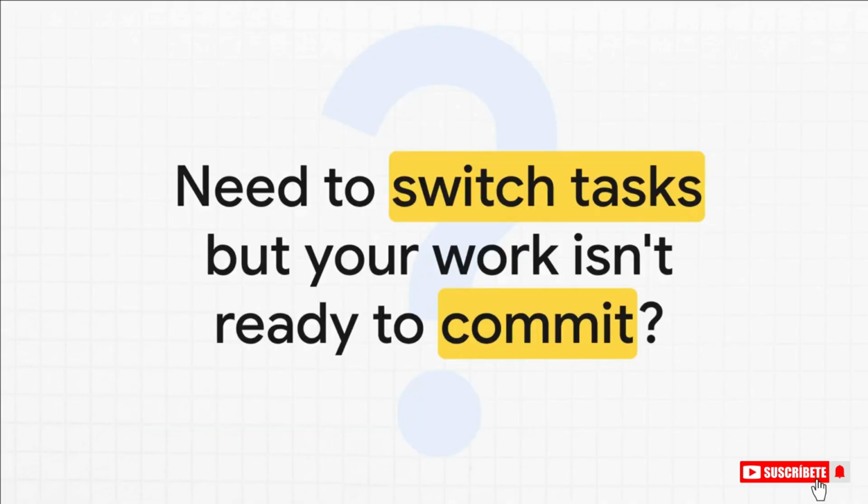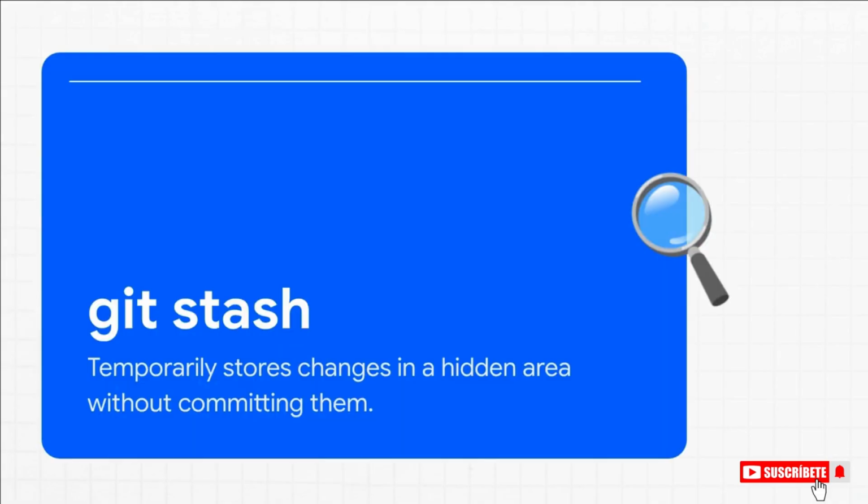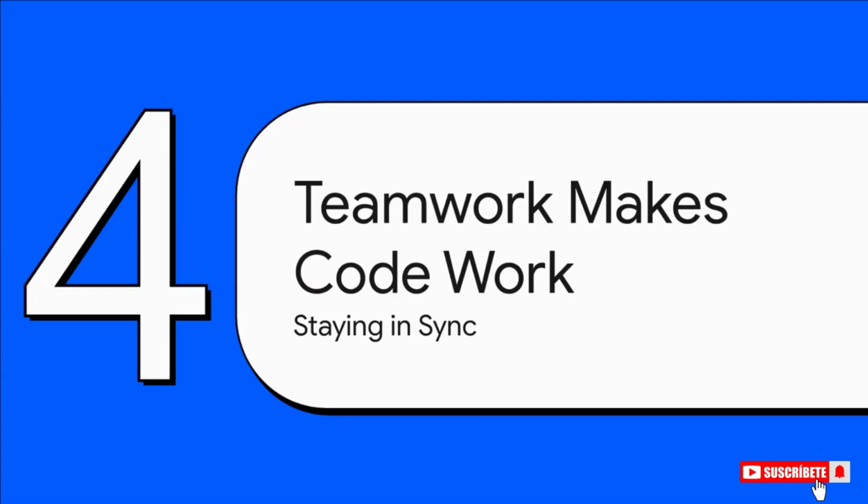So here's a classic situation. You're deep in the zone, working on some complex new feature, and your code is, well, it's a mess. And then, bam, a critical bug report comes in. You have to switch gears right now, but you can't commit your half-finished work. So what do you do? The answer is one of the most useful commands out there, git stash. Stash takes all your messy, uncommitted changes and just puts them on a temporary shelf. Your project is instantly clean again, so you can go fix that urgent bug. And when you're done, you just pop your changes right back off the shelf and you're exactly where you left off. It's a lifesaver. So far, we've mostly focused on you working by yourself.